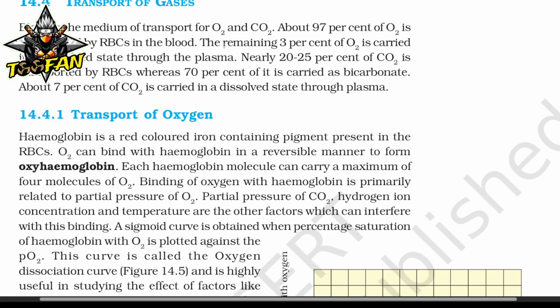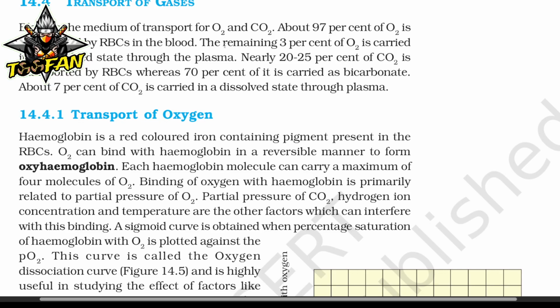Oxygen can bind with the hemoglobin in a reversible manner to form oxyhemoglobin. Each hemoglobin molecule can carry a maximum of 4 molecules of oxygen. Binding of oxygen with the hemoglobin is primarily related to partial pressure of oxygen. Partial pressure of carbon dioxide, hydrogen ion concentration, and temperature are the other factors which can interfere with this binding.